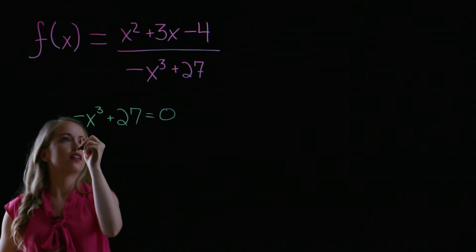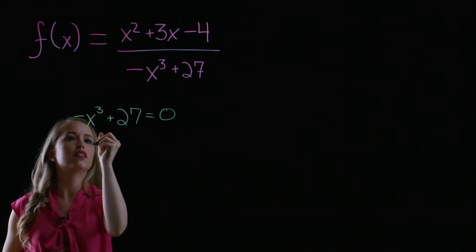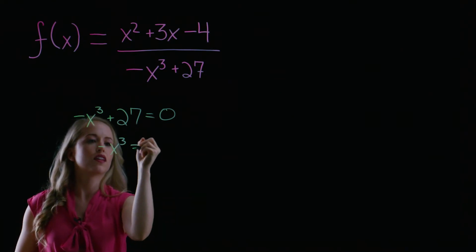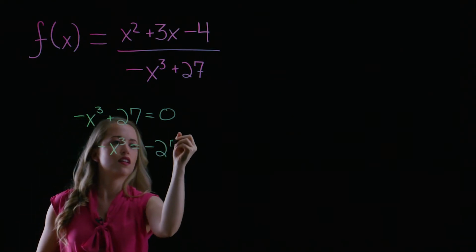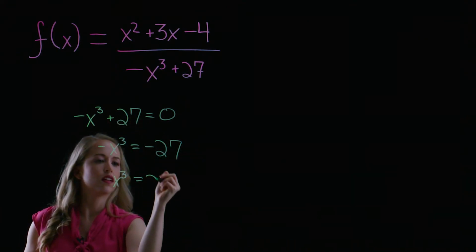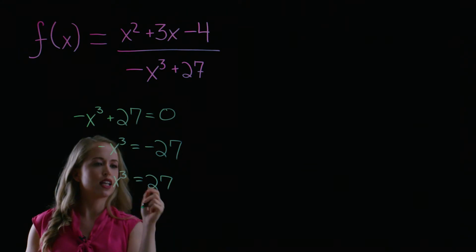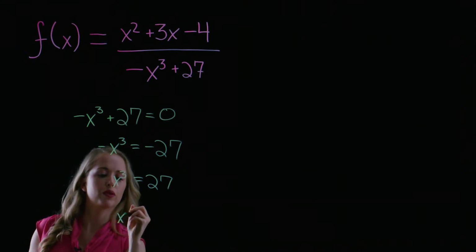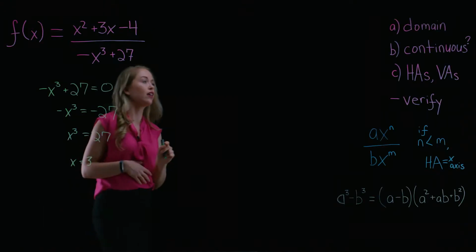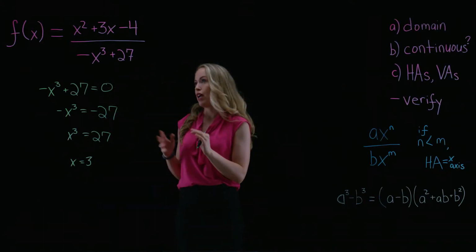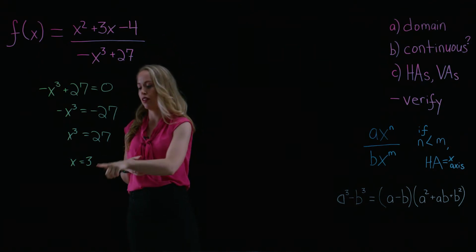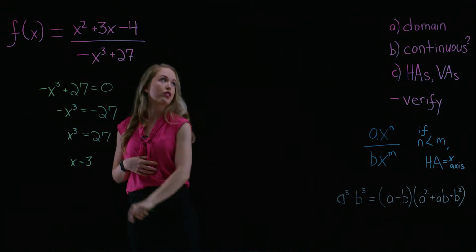So here I will subtract 27 from both sides, divide both sides by a -1, and then I can go ahead and take the cubic root of both sides, giving me x equals 3. What that tells me is that my domain will be all real numbers except when x equals 3.